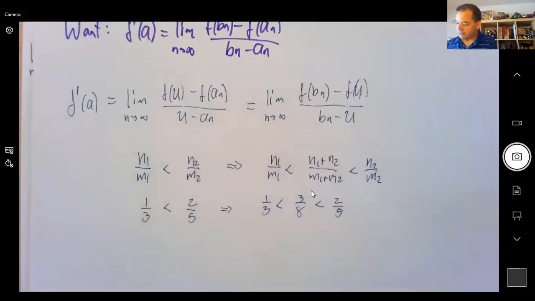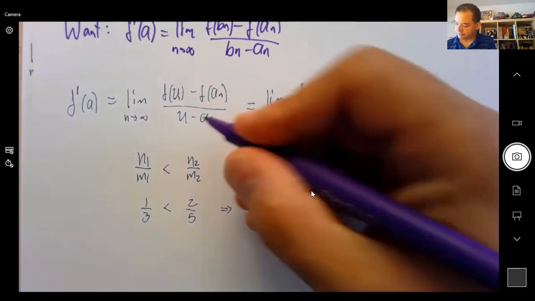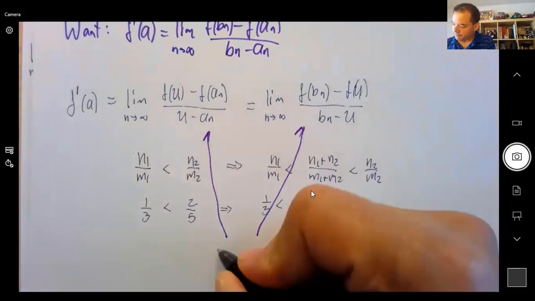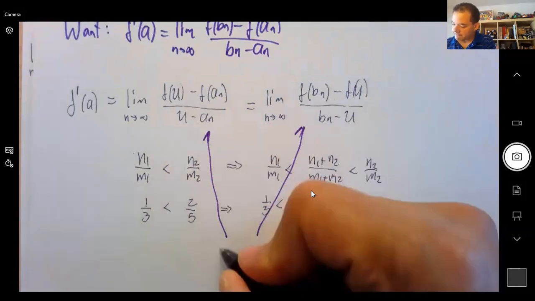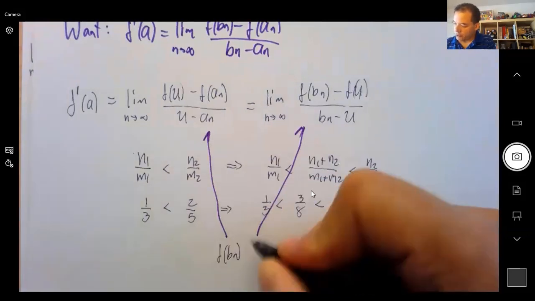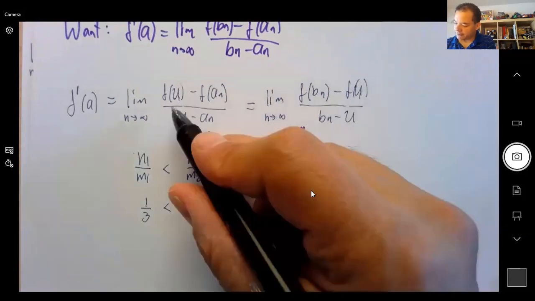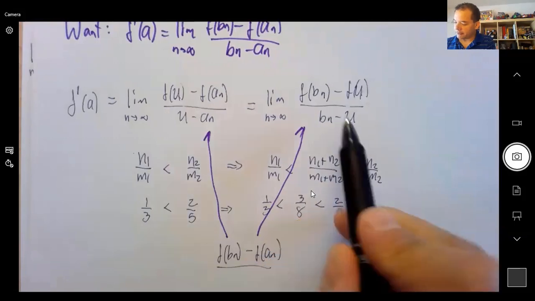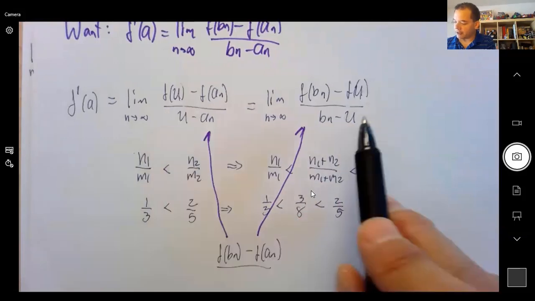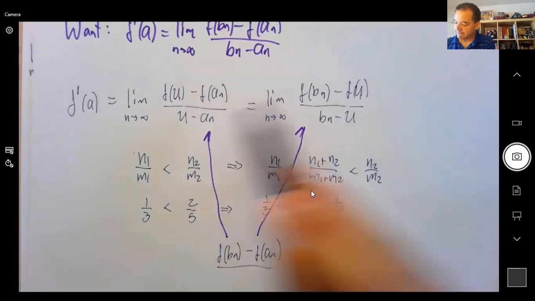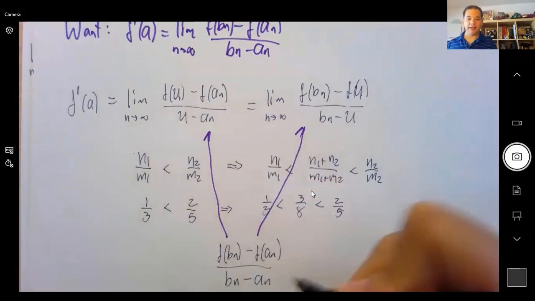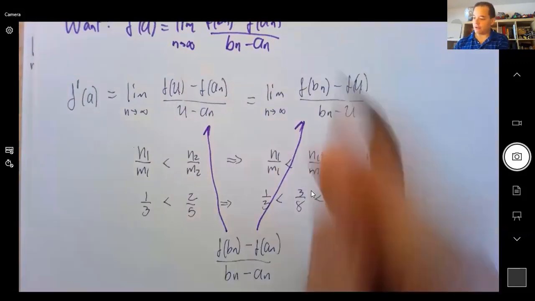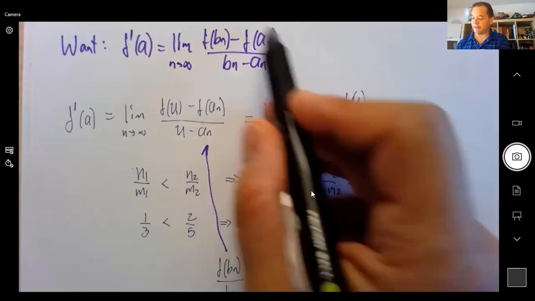So if I apply it to these two, the one in the middle would be f of bn minus f of u plus f of u. The f of u cancels. And then in the bottom, u minus an plus bn minus u. Again, the u cancels. Isn't that beautiful? That's exactly the one we wanted, right? Look over here. The one we want is precisely this.